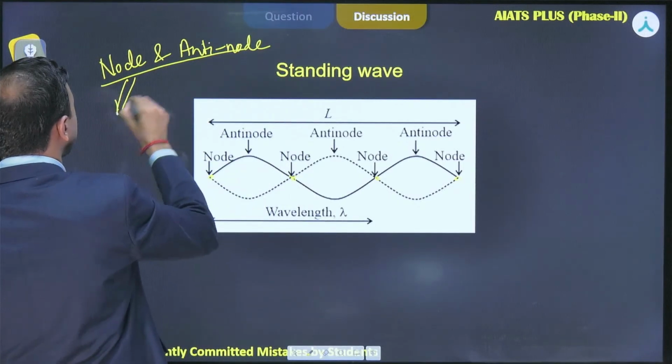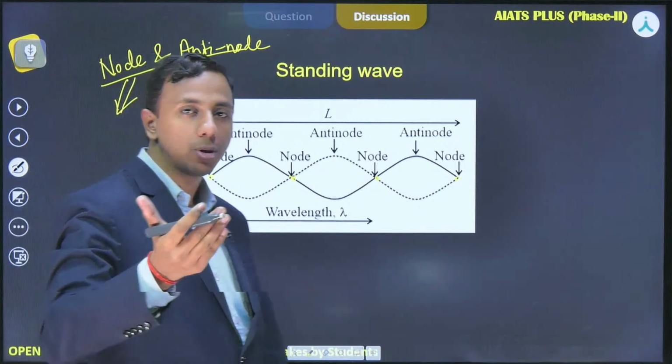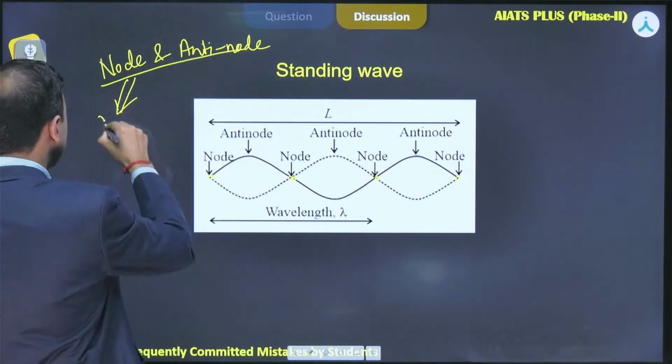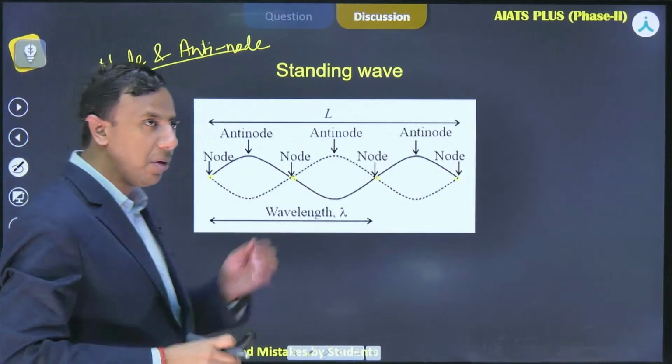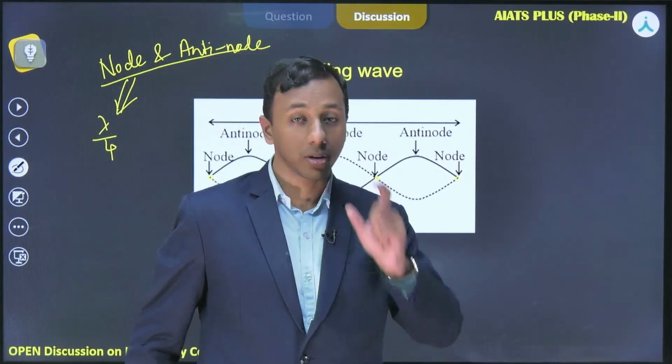So how much distance would they be lying at? 4x is equal to lambda, x is equal to lambda by 4, right? That means this is the minimum distance between any node and any antinode, the minimum distance, right?